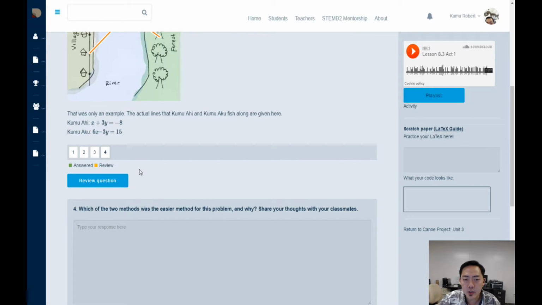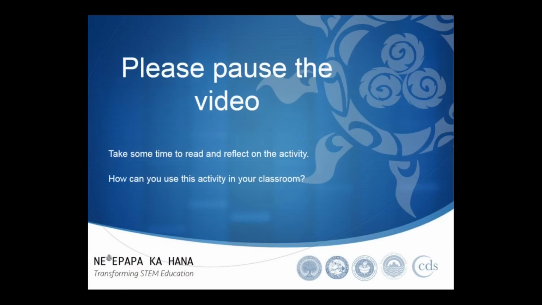Finally, we compare and contrast the two methods of solving systems of linear equations. There are no right or wrong answers to the final question. We just want the students to be able to reflect on what they've been doing and share their thoughts about it. The students might be able to see that the substitution method is typically slower but easier to follow, while the elimination method is faster but harder to follow. That's it for this activity. Please go ahead and pause the video and read and reflect on it.